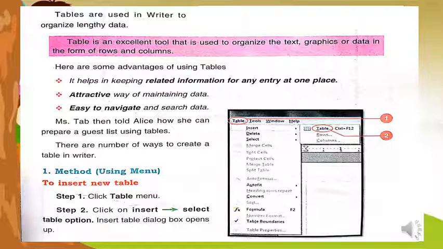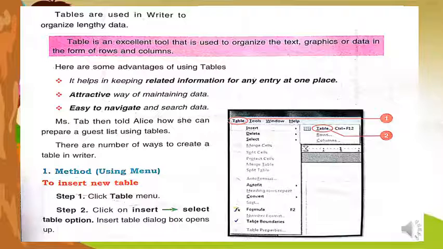A table is an excellent tool that is used to organize text, graphics or data in the form of rows and columns. Here are some advantages of using tables. It helps in keeping related information for any entry in one place. It is an attractive way of maintaining data, and it is easy to navigate and search data. Miss Tab then told Alice how she can prepare a guest list using tables.